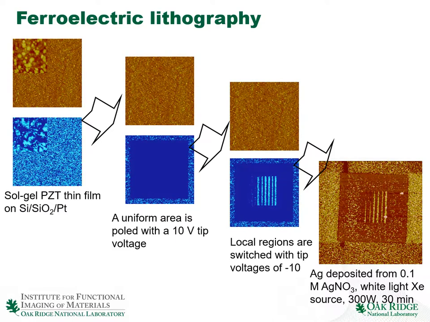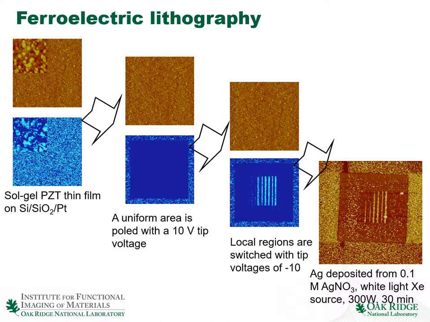It turns out that we can further use this approach to create a more complex pattern. So we can combine this domain-specific photodeposition and the PFM writing of the domain patterns in order to create the ferroelectric lithography. And this is what I mean. So this is a topography of the PZT film, and this is a PFM image of the PZT film. So you can see that it looks like noise, but in fact it's not. It is just very small domains.